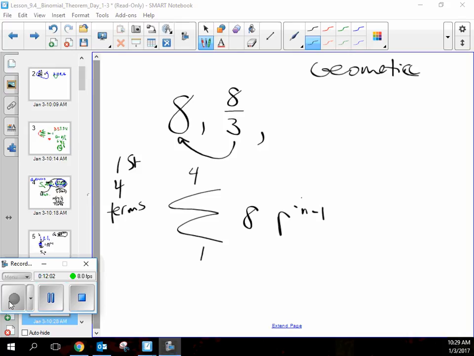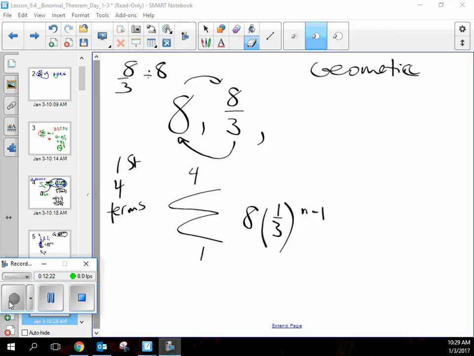Couldn't I just think it through and think about what I multiplied it by? Oh, yeah, I multiplied it by what? 1/3. Now, I could have gotten it by 8/3 divided by 8, but that's a pain. So I could just look at this and go, what did I multiply by? I multiplied by 1/3. So the r is 1/3. And there you have it. 8 times 1/3 to the n minus 1. That's how you write it as a sigma problem.